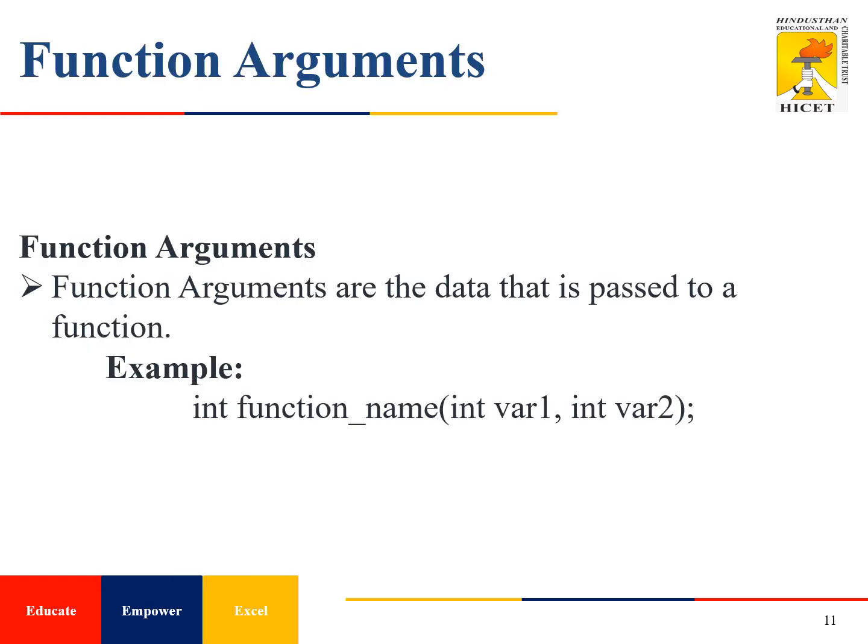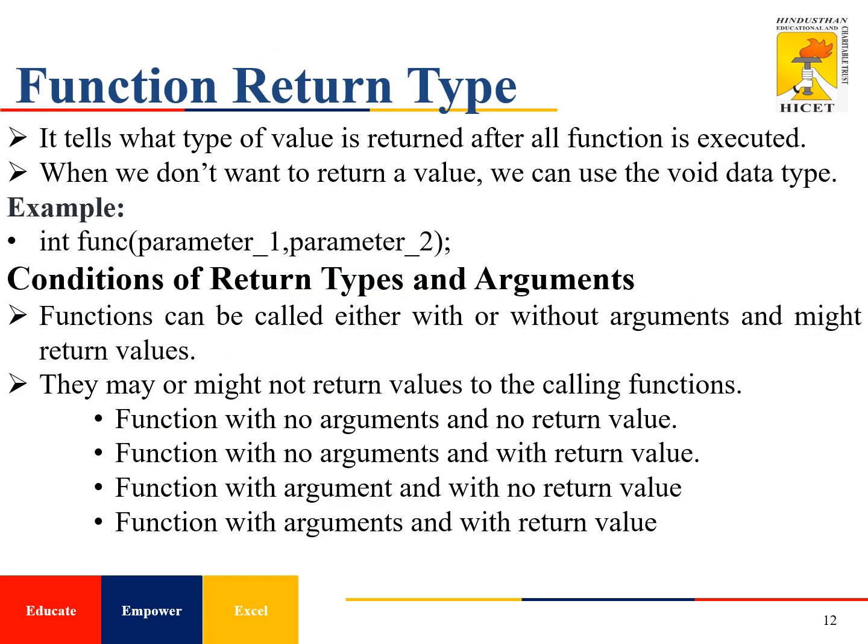Next one is function argument. Function arguments are the data that is passed to a function. That is, the values we pass to a function are called function arguments. And function return type: we already know that whenever a function is called, it may return some value, or maybe it won't. They may or may not return a value to the calling function, right? So there are different types: function with no argument and no return value, function with no argument and with return value, function with argument and no return value, and function with argument and with return value. These are the conditions that may occur with a return type in a function.